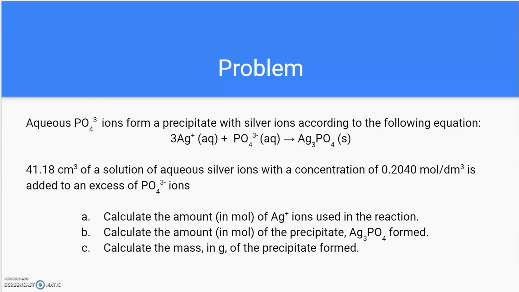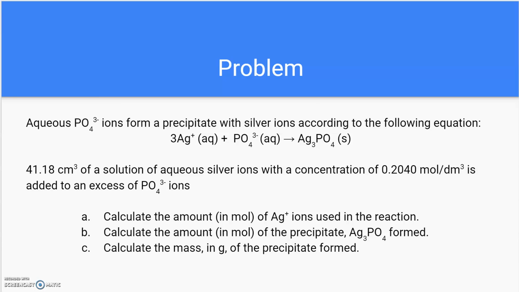Aqueous phosphate ions form a precipitate with silver ions according to the following equation. And it gives the equation. Then it says 41.18 centimeters cubed of a solution of aqueous silver ions with a concentration of 0.2040 moles per decimeters cubed is added to an excess of phosphate ions.